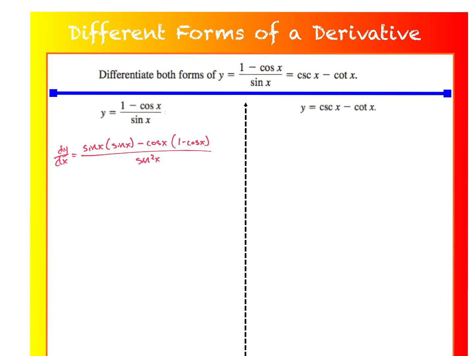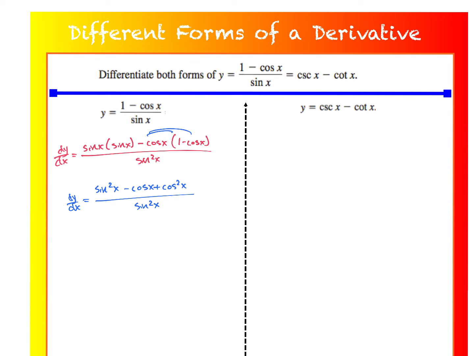All right, so let's simplify it now. So sine x times sine x is sine squared x. Now we're going to distribute this negative cosine. So now I have minus cosine x and then plus cosine squared, all over sine squared.